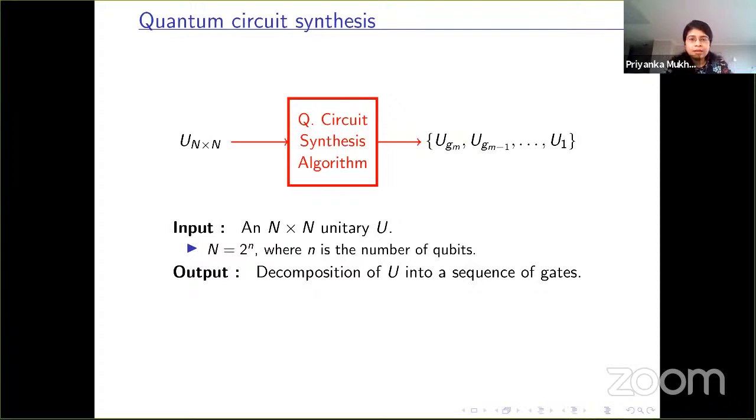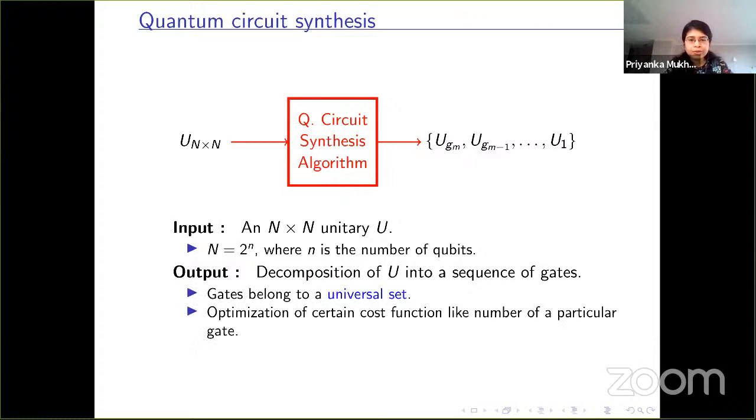And the goal of a quantum circuit synthesis algorithm is to give a decomposition of the unitary into a sequence of gates. Each of these gates is itself a unitary, and these gates belong to a universal set. And we have an added task, like the optimization of a certain cost function, like the number of a particular gate.